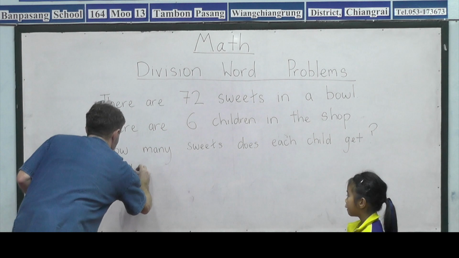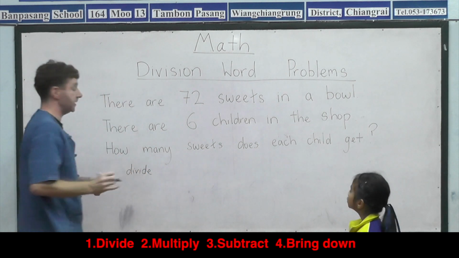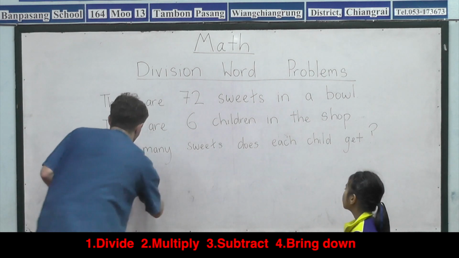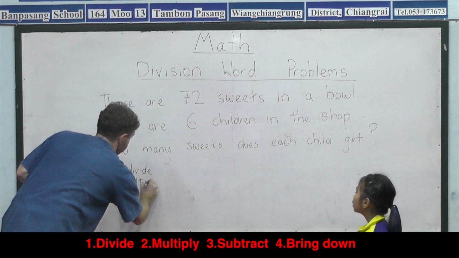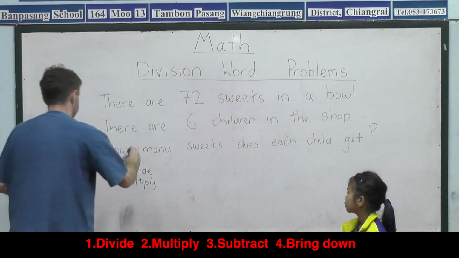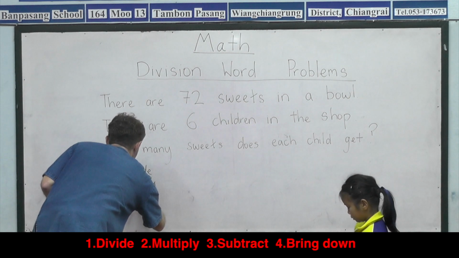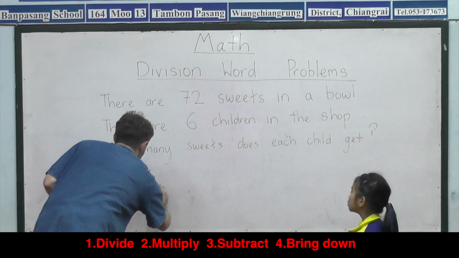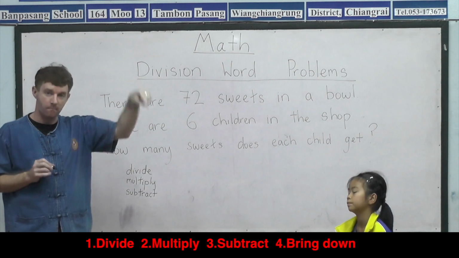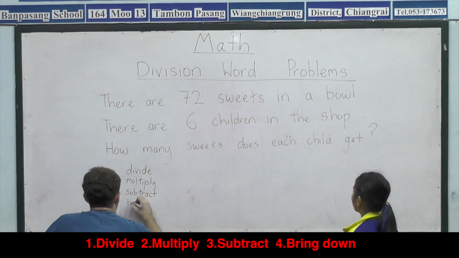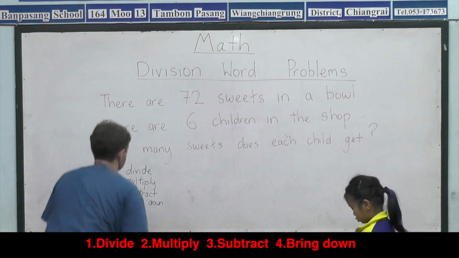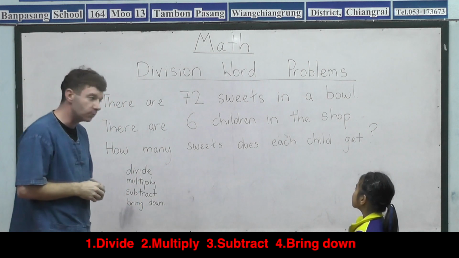Divide, D-I-V-I-D-E. Step 2, multiply. M-U-L-T-I-P-L-Y. Step number 3, subtract. S-U-B-T-R-A-C-T. Excellent. And step number 4, bring down. B-R-I-N-G, D-O-W-N. Excellent. Prau, are you ready?